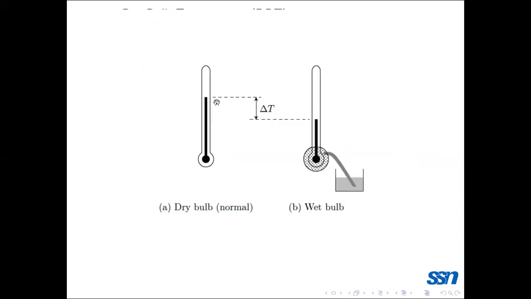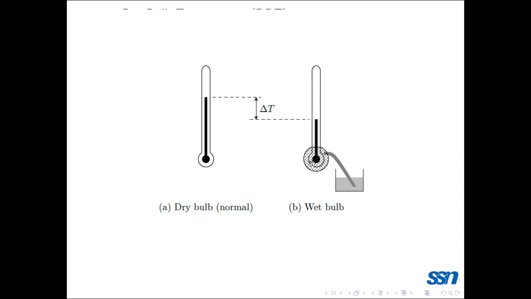if you simply measure the temperature of the surrounding ambient air, you'll see a temperature recorded. And if you cover this thermometer with a wet wick, that means you have a connection of water from your well, and this water passes through the wet wick to the bulb. So you'll see a wet cloth covering this thermometer bulb, and because of this, there is a reduction of temperature.